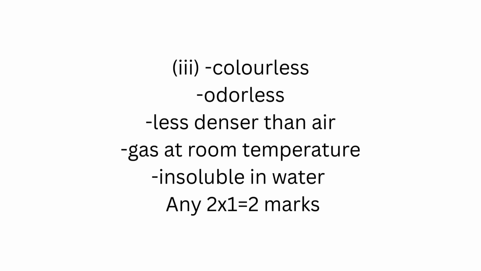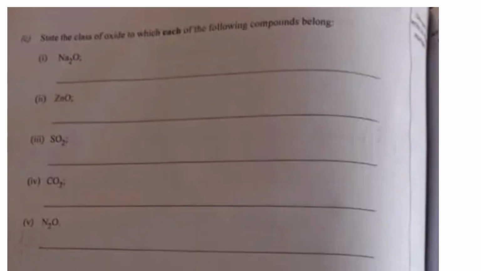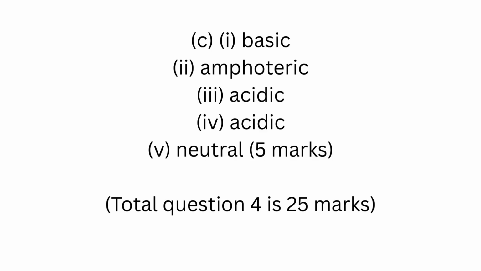That is 2 marks. So let's go to the next question. It says state the class of oxides to which each of the following compounds belong to: sodium oxide, zinc oxide, sulfur oxide, carbon oxide, nitrogen oxide. So each of them, which oxide do they belong to? Remember, we have basic, amphoteric, acidic, neutral.